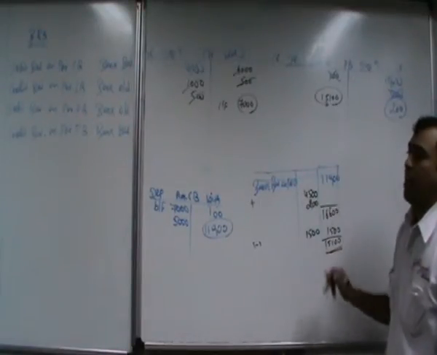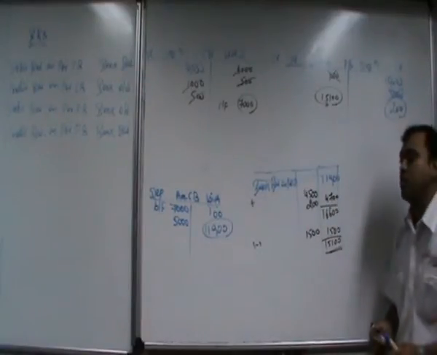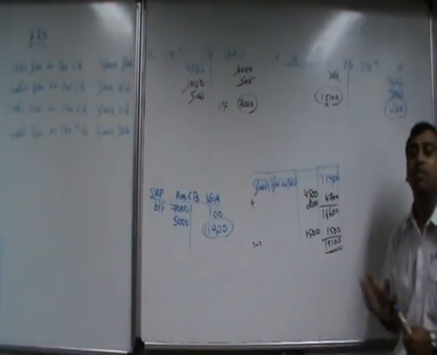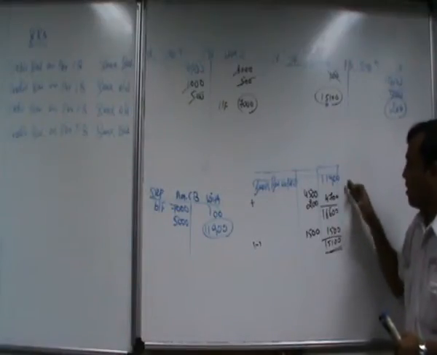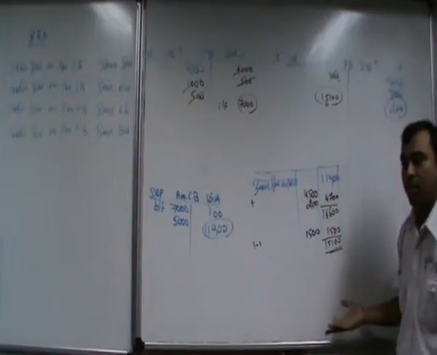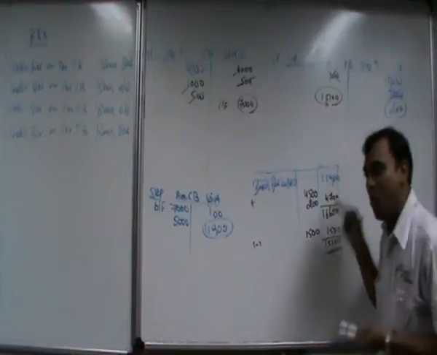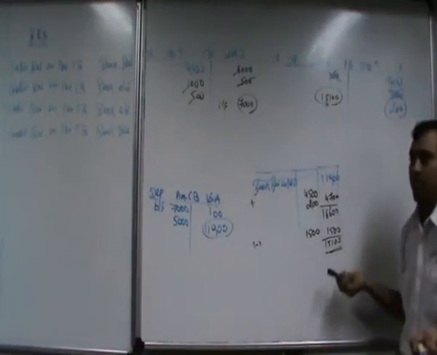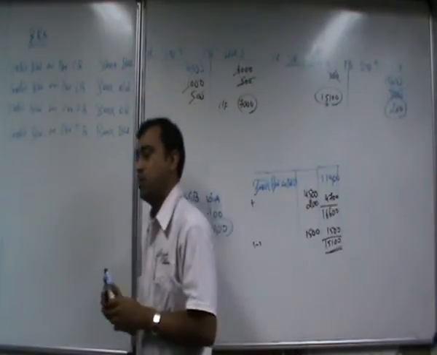Now tell me, 4,500 plus 400 is 4,700. And 11,900 plus 4,700 is 16,600. Simple logic. Earlier here it was 12,100, I removed 200 and wrote the 200 here. So ultimately this is going to be the same. See, this is only a matter of presentation.